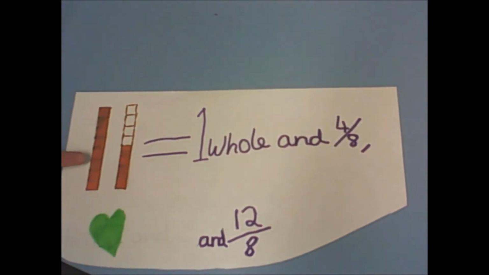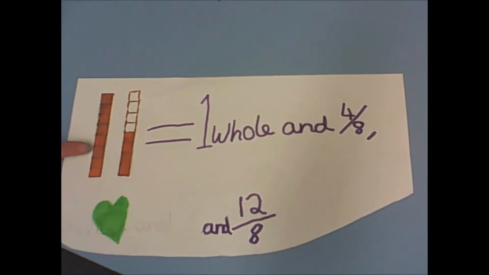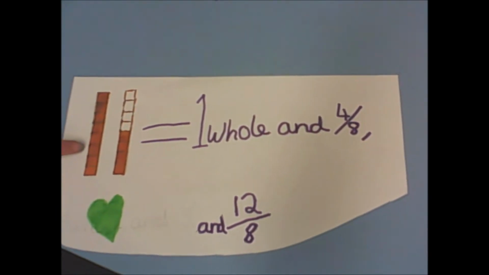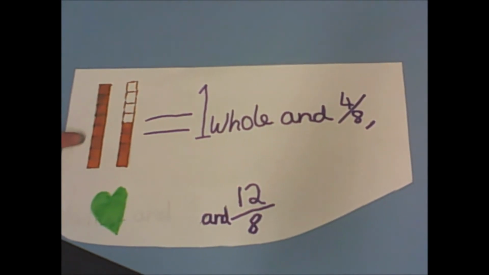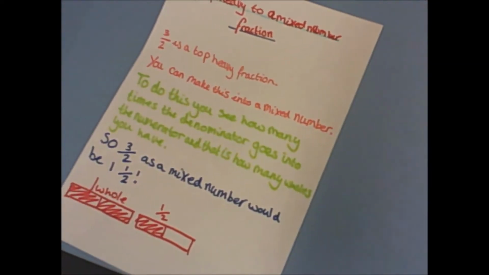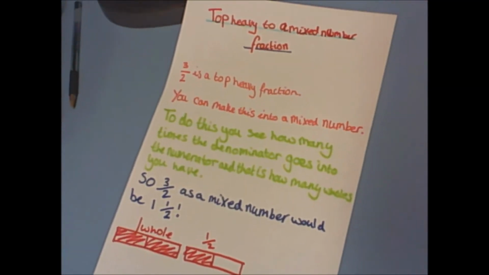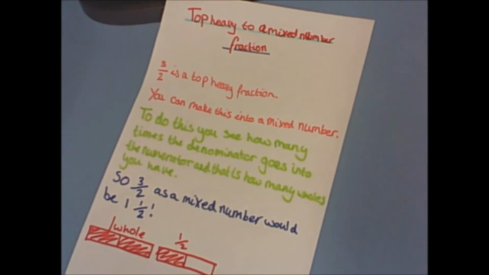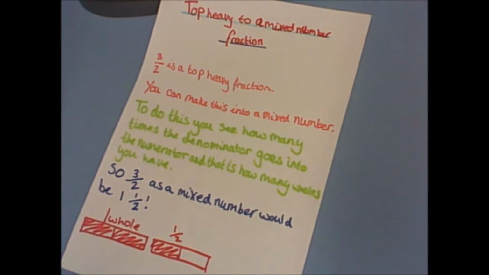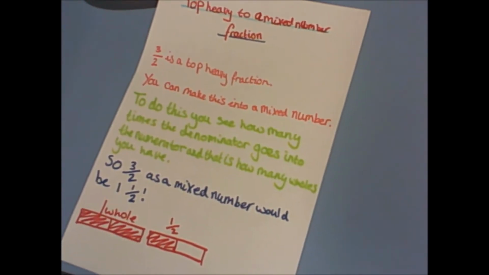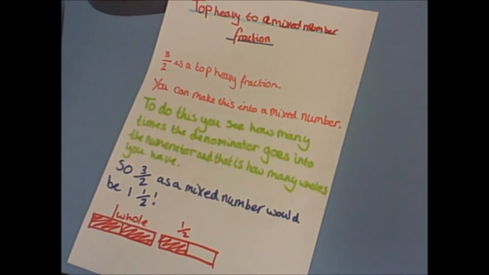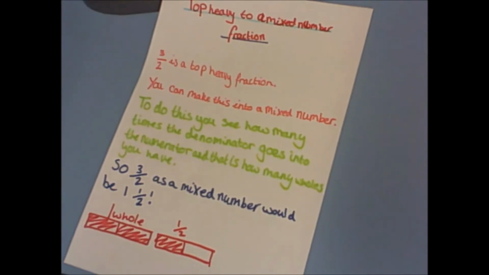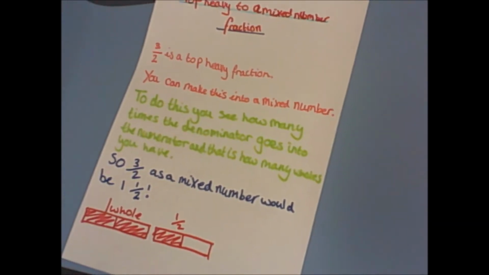What equals 1 whole and 4/8, which is also equivalent to 12/8, a top-heavy fraction. Top heavy to a mixed number fraction. 2 halves is a top-heavy fraction. You can make this into a mixed number. To do this, you need to see how many times the denominator goes into the numerator, and that is how many wholes you have. So 3 halves as a mixed number would be 1 and 1/2, as you can see in the diagram.